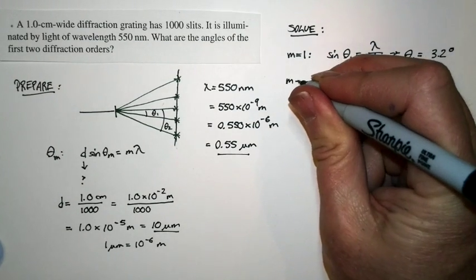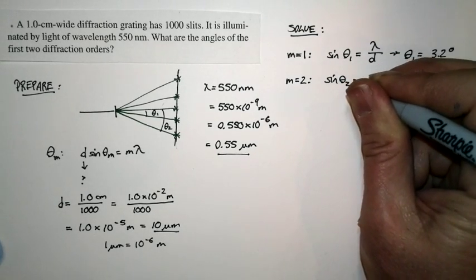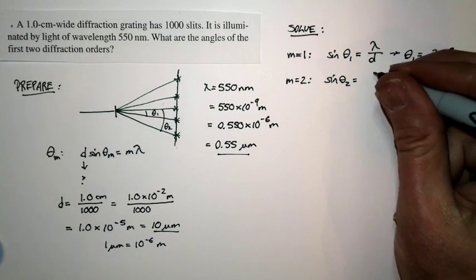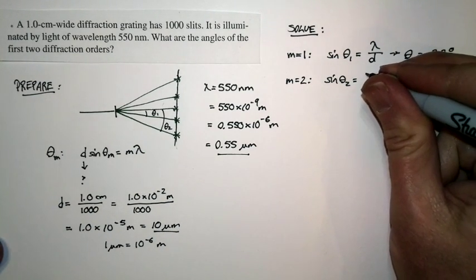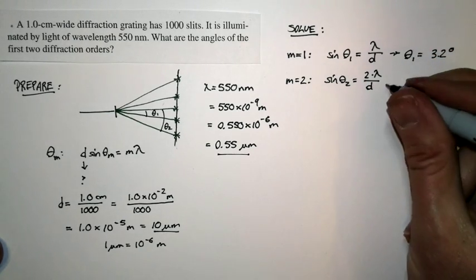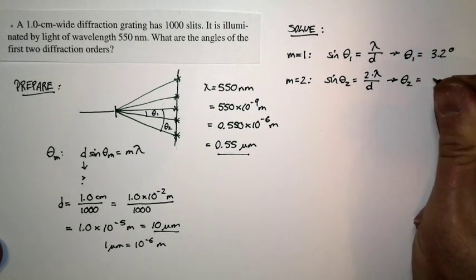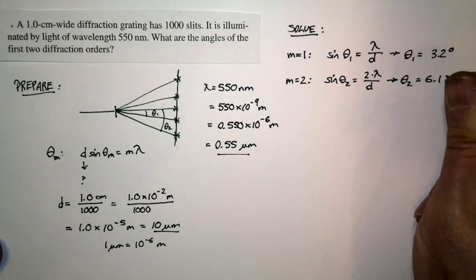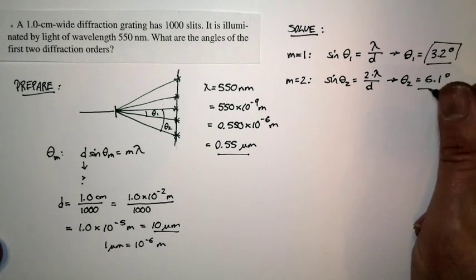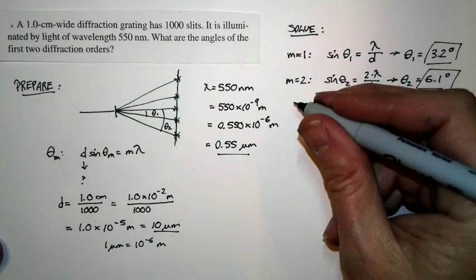For m equals 2, the sine of theta 2 is equal to 2 times lambda over d. So it's just double what it was previously. That leads to an angle which is approximately double the previous angle, 6.1 degrees. So those are the angles of my first two orders: 3.2 degrees and 6.1 degrees, to two significant figures.